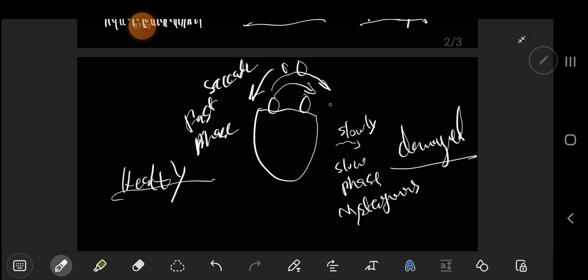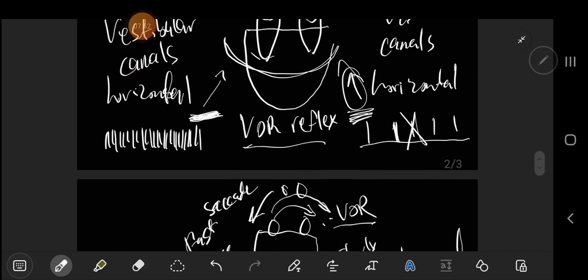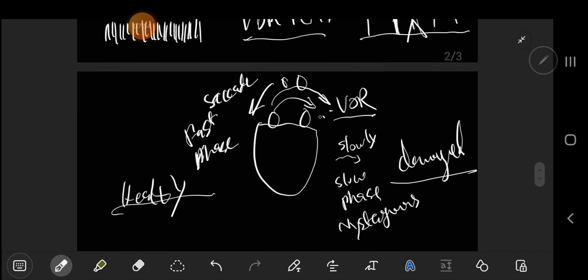So the slow phase of the nystagmus, this eye movement in the wrong direction, is because the brain thinks that your head moves. So as the VOR is activated, it moves your eyes in the opposite direction to where the brain thinks your head moves. And then when the brain understands that your fixation has moved, it makes a fast saccade to the healthy side to correct this in peripheral nystagmus. And this is peripheral nystagmus.